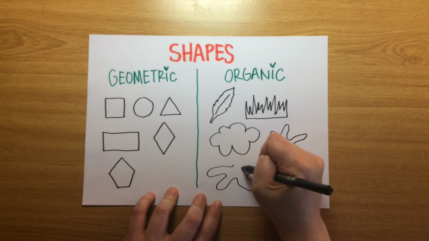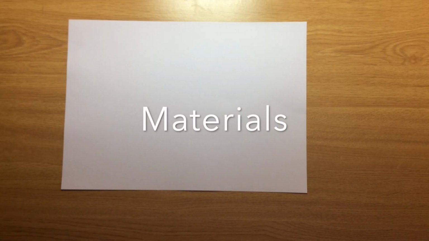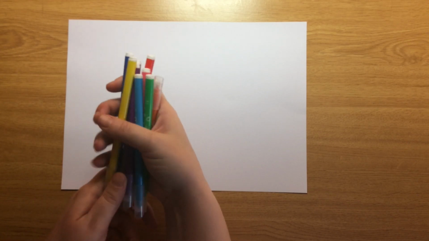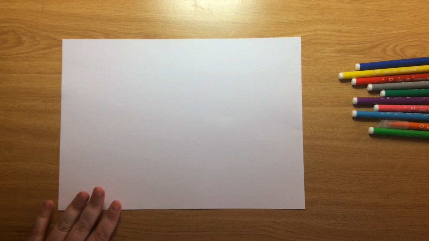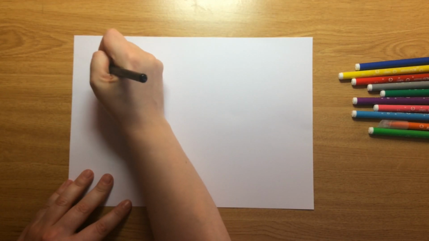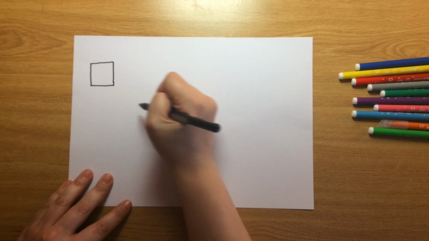Now that we know the difference between geometric and organic shapes, let's start with our project. What are we gonna need? We're only gonna need a piece of paper and some coloring material like markers. Let's start with a black marker. We're gonna start drawing different kinds of shapes. You can draw whatever shapes you feel like drawing.